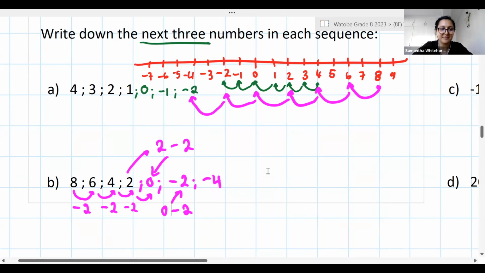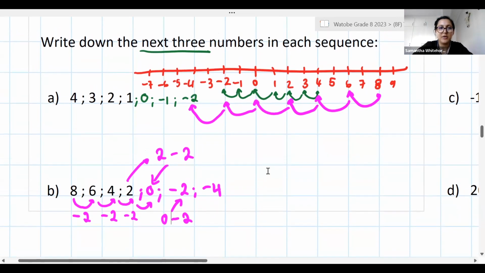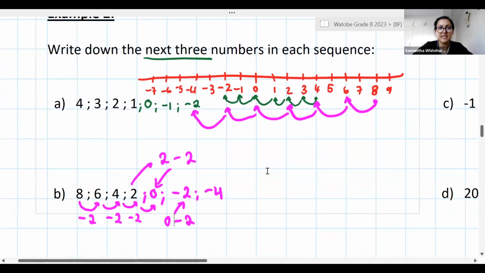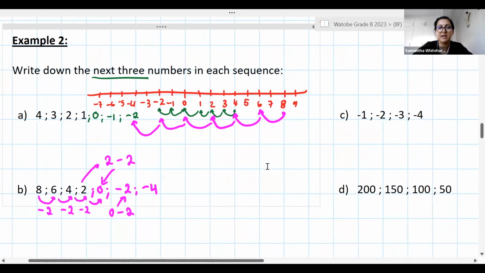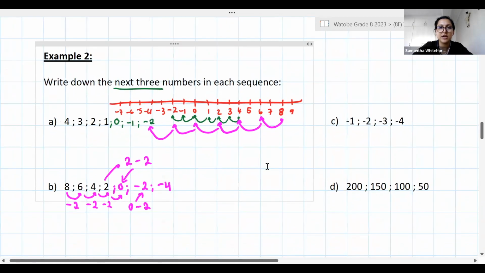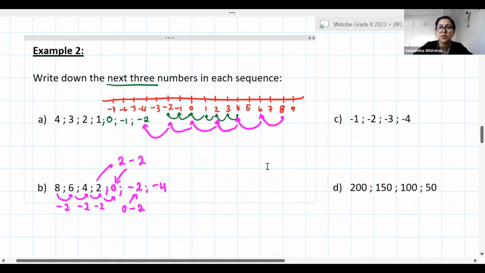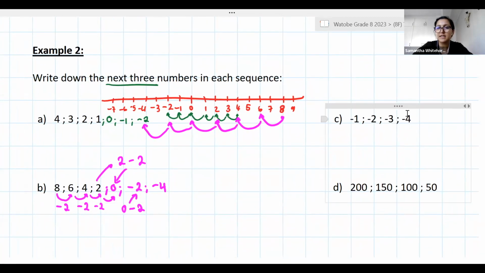Okay, guys. So we've done A and B. So let's see if you guys can give C and D a try. I'm going to leave A and B there just so that you can see what we were doing. You then got the number line. You can work with it. But I want you to try C and D.